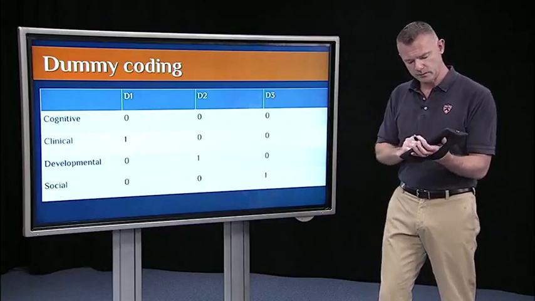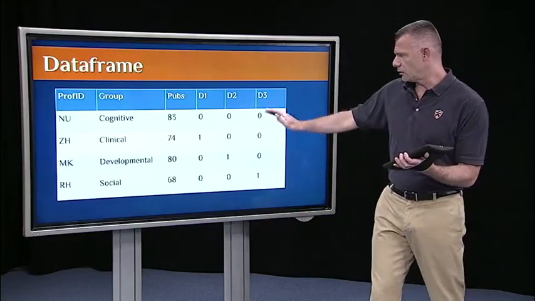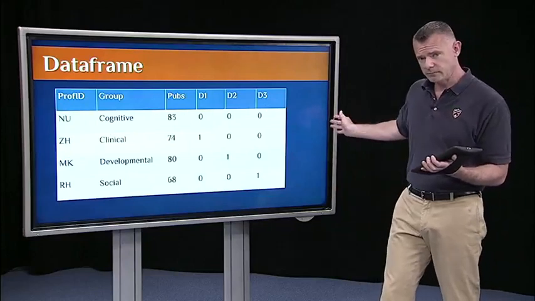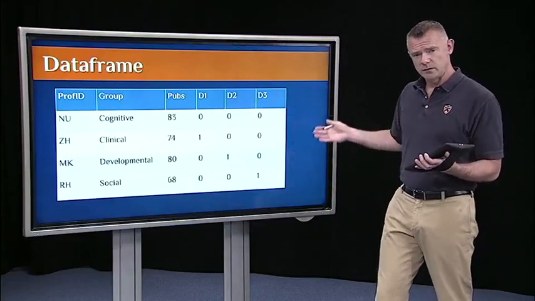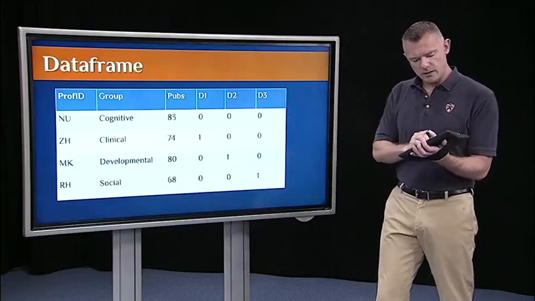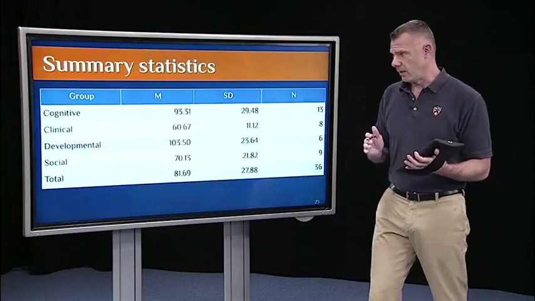So let's see how that works. I would just add those dummy codes to my data frame. So now I have a larger data frame with 3 more columns. This is what it would look like in R. Then I could run the LM.